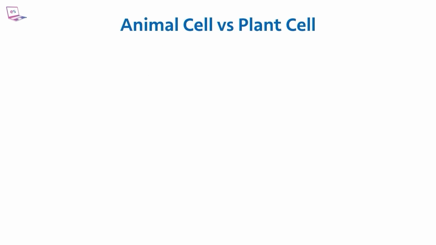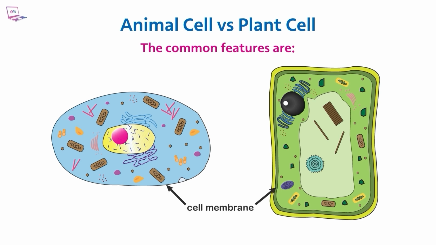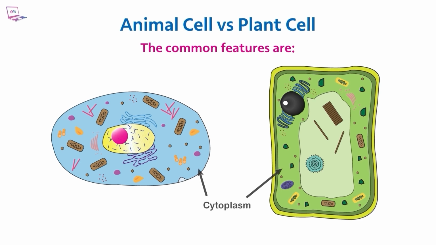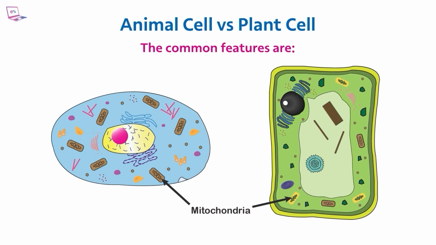Animal cell versus plant cell. There are a few things that are common in animal and plant cells, and a few are different. The common features are: both plant and animal cells are eukaryotic, so they contain membrane-bound organelles like the nucleus. The nucleus contains the genetic information for that organism. They both contain a jelly-like substance called cytoplasm, thin skin around the cell called cell membrane, and a tiny structure that releases energy called mitochondria.